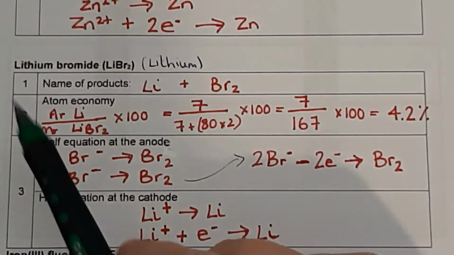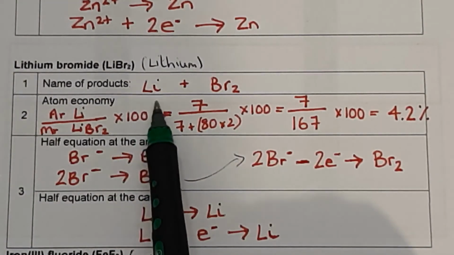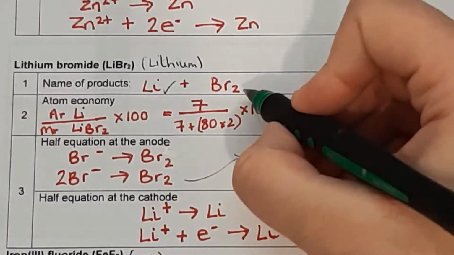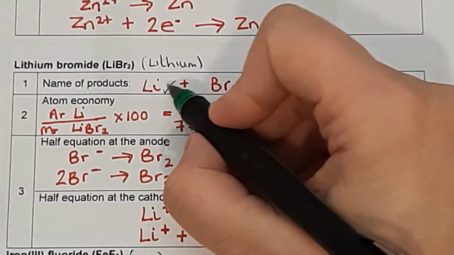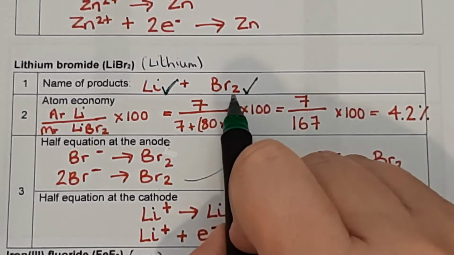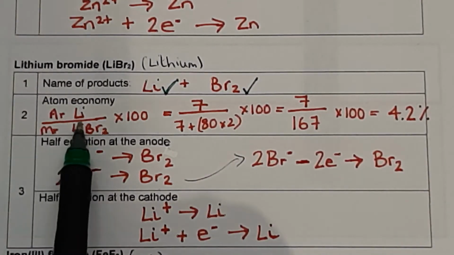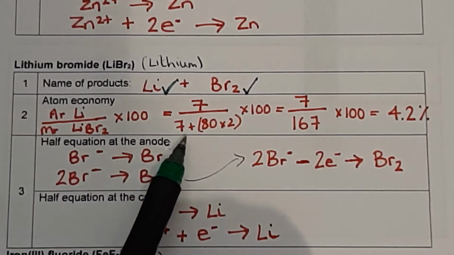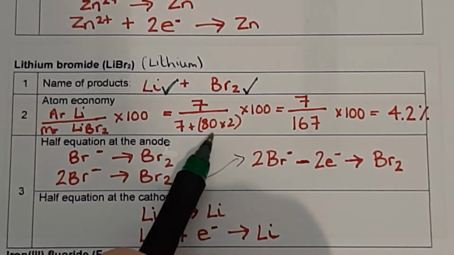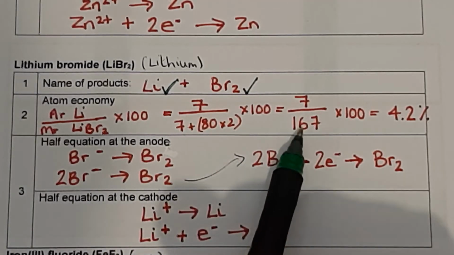So for lithium bromide, where lithium is the useful product, the products are going to be lithium atoms and bromine diatoms. Okay, so there's a mark for each. And bromine goes around as a pair. So the atom economy is going to be the relative atomic mass of lithium, which is 7, divided by the relative molecular mass of lithium bromide, which is the 7 for the lithium plus 80 for the bromine. And so that gives us 7 divided by 87 multiplied by 100.